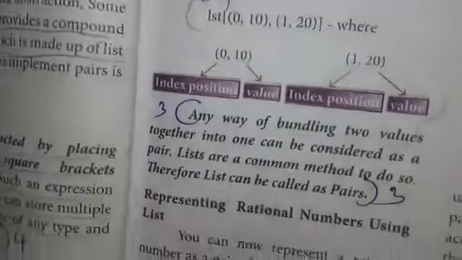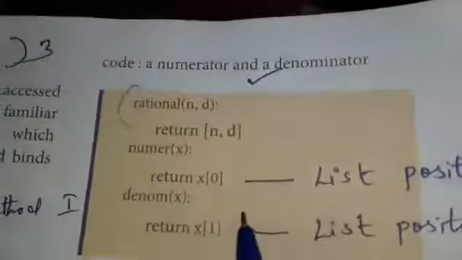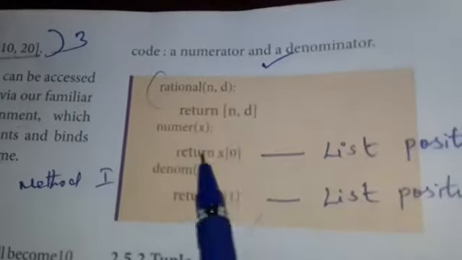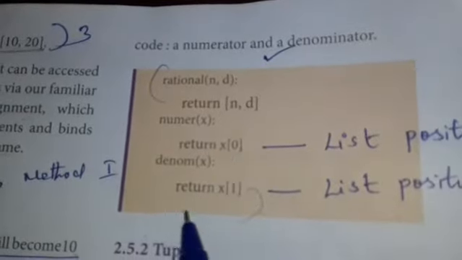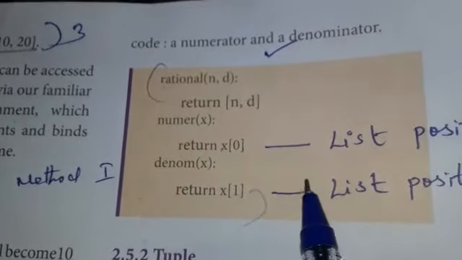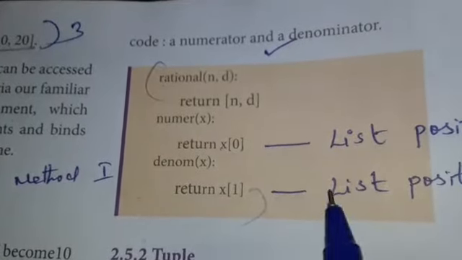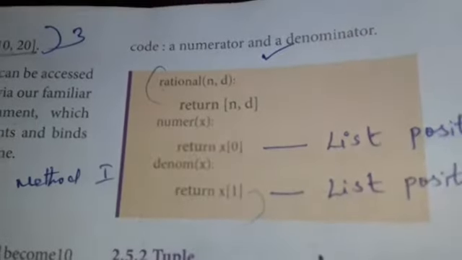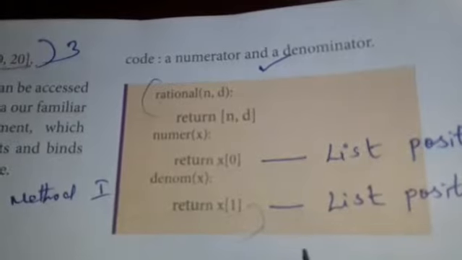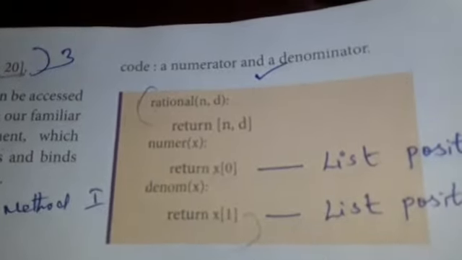Next one we have is the same thing, the example for rational numbers, numerator and denominator. Here see, return x[0] and x[1]. This 0 and 1 are the index positions of the list values. The value is not given, only the position is given. So the values used in the list can be changed.